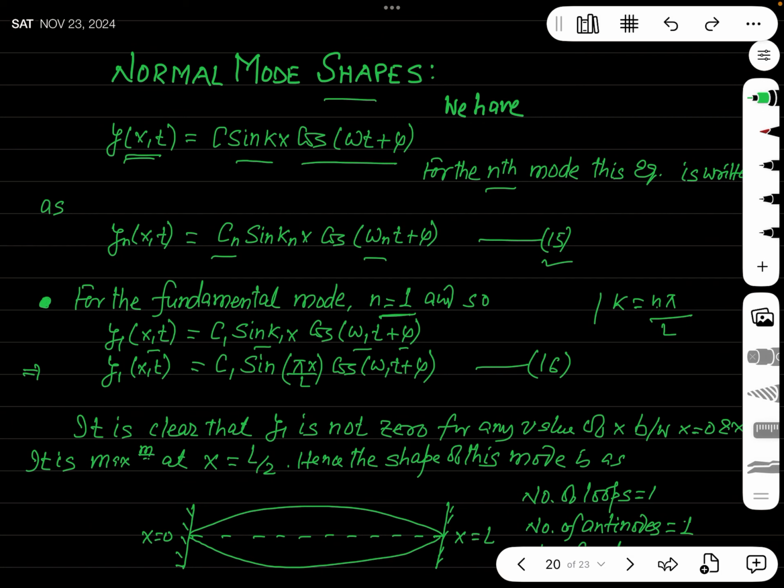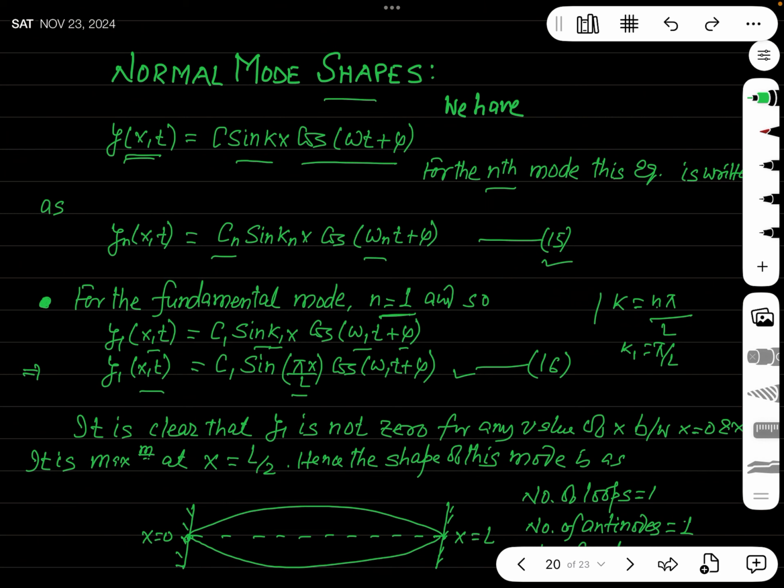n pi by L. So when n is 1, k1 will be equal to pi over L. So here, in place of k1, we will write pi over L. So y1 of x,t becomes like this. Now you can see this y1 is 0 at x equal to 0 and x equal to L. It is well known because our string is rigidly fixed at these two points. So y is always 0 at these two points at all times t.